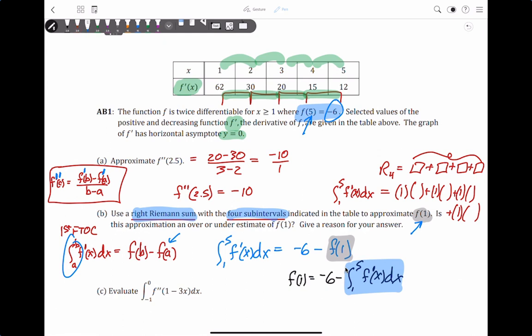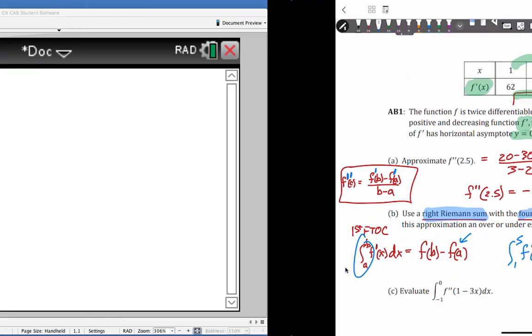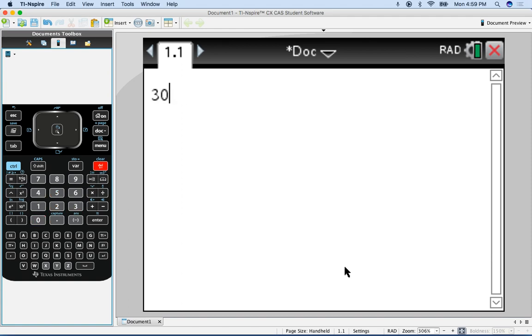Now, since I'm looking at the right Riemann sum, the first rectangle, this right height is 30. The second one is 20. The third height would be 15. And the fourth height is going to be 12. Okay? Again, we are looking at these as y values per se. So we have 30, 20, 15, and 12. So adding them all up together, we have 30 plus 20 plus 15 plus 12. We're going to get 77.